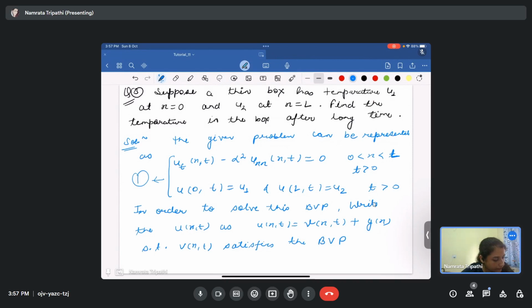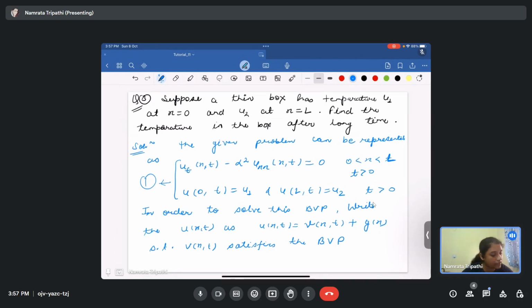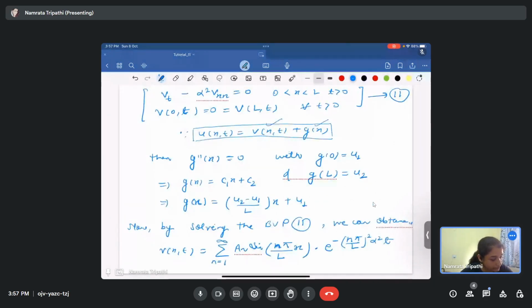So to solve this type of inhomogeneous problem, because the boundary condition is not homogeneous, we have to formulate the solution of the type v(x,t) plus some g(x). Now we have to calculate g(x) and v(x,t) separately. v(x,t) we can write in the homogeneous form, and g(x) by using the above equation 2 we can find.